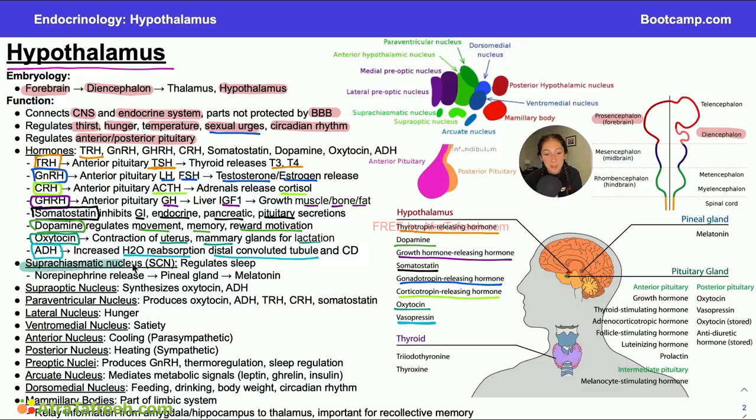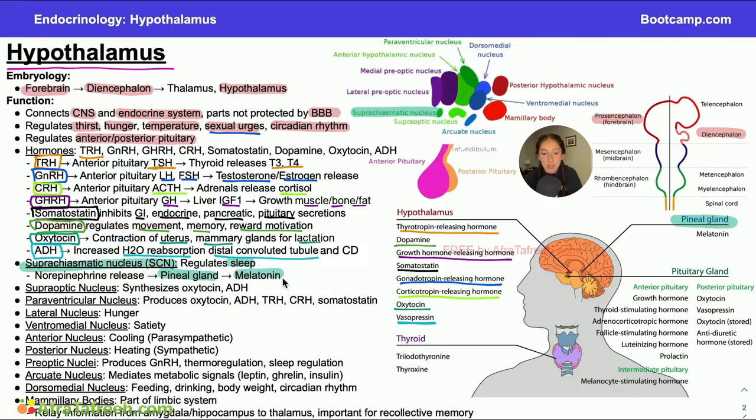So first, let's talk about our suprachiasmatic nucleus. And our suprachiasmatic nucleus, located over here on your diagram, is going to be important for regulating sleep. So our suprachiasmatic nucleus is going to secrete norepinephrine, and this norepinephrine is going to stimulate our pineal gland. If you can see our pineal gland over here, it's this pea-sized gland located on the posterior aspect of our third ventricle, and the pineal gland secretes melatonin, which of course is going to help regulate our sleep-wake cycle. This melatonin is what's going to make you sleepy. It's sold in a lot of supplement stores. It's become very popular lately as a sleep aid, but this is your body's natural way to regulate sleep.